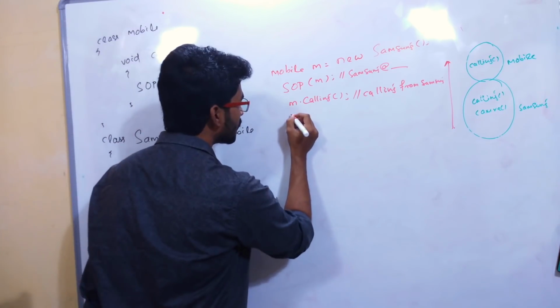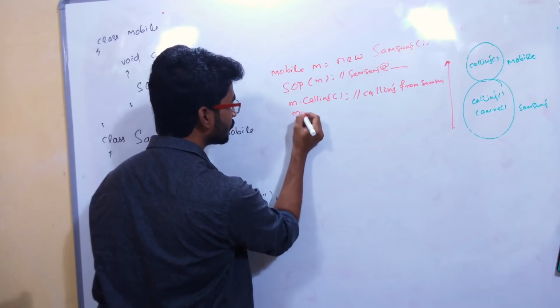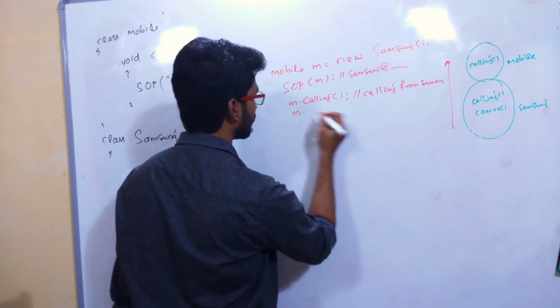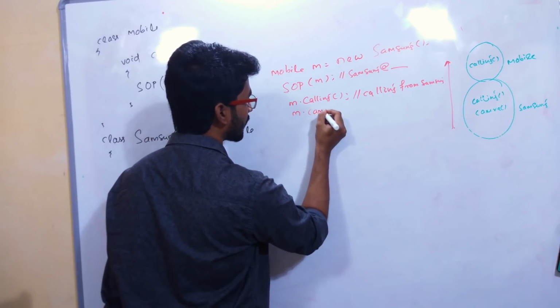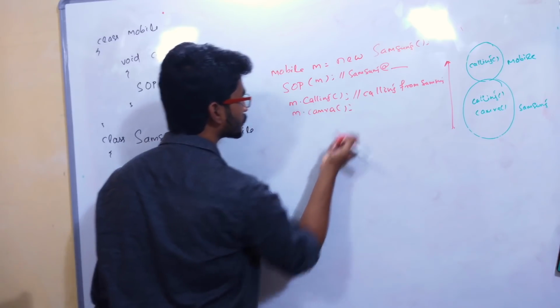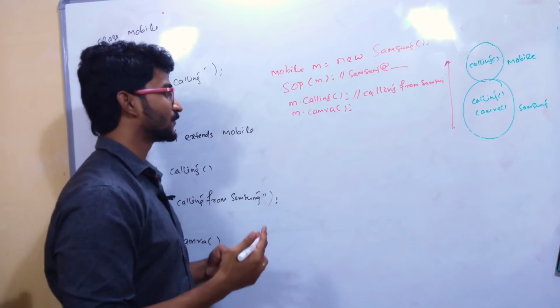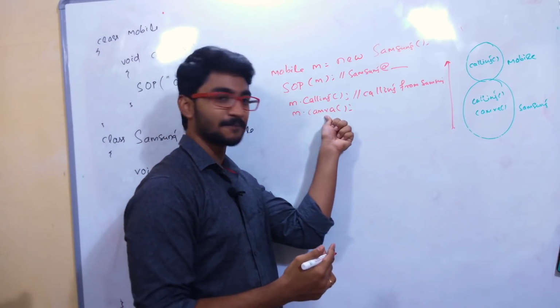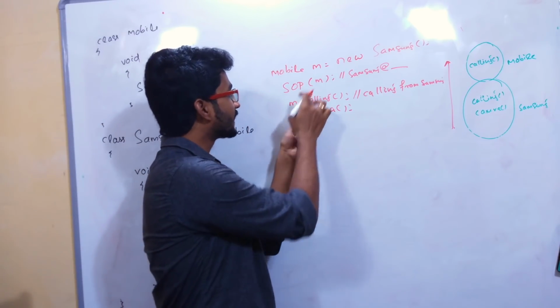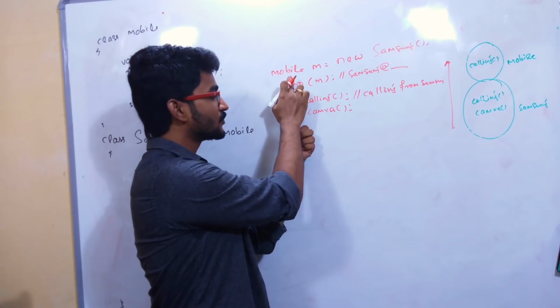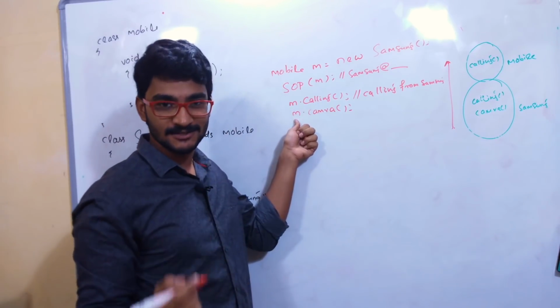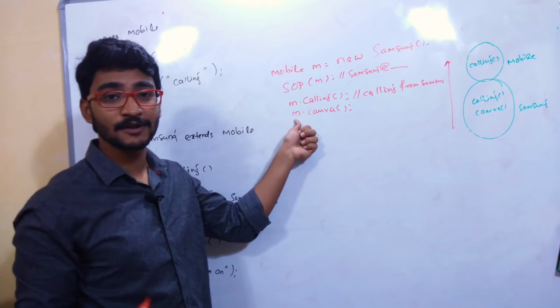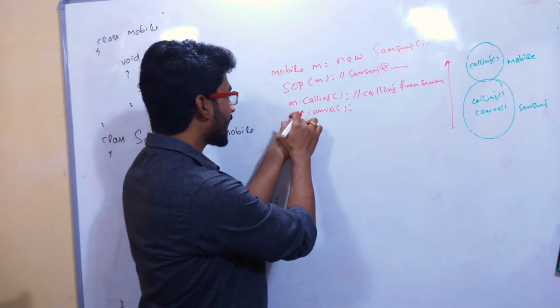Okay. So right now, if I'm going to do m.camera, just think what is going to happen. This is a confusion, and a lot of people get confused about it. m.camera. So right now, m is of what type? Mobile type, right? First of all, you are going to get a compilation error. Now you might be thinking, why am I going to get a compilation error? Because you are doing m.camera.